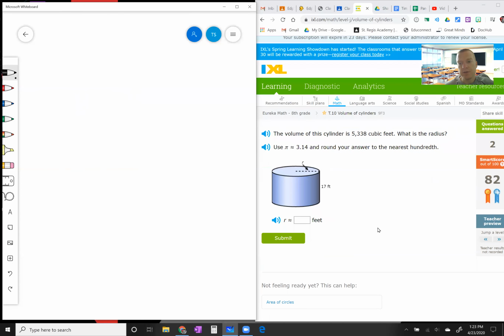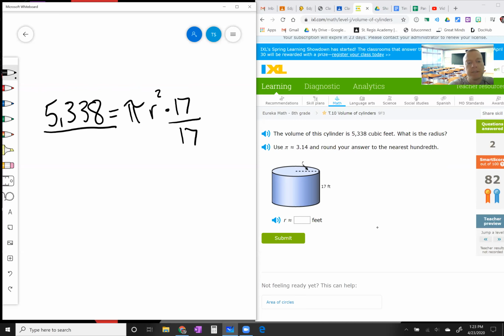The volume of this cylinder is 5,338 cubic feet. This time it gives us the volume already. So 5,338 equals pi times a radius, which we don't know now, so radius squared times your height, 17. Now we've got to figure out what the radius, r, is going to be. In order to do that, first let's get rid of the 17. This is getting multiplied by 17, so we need to divide this side by 17.